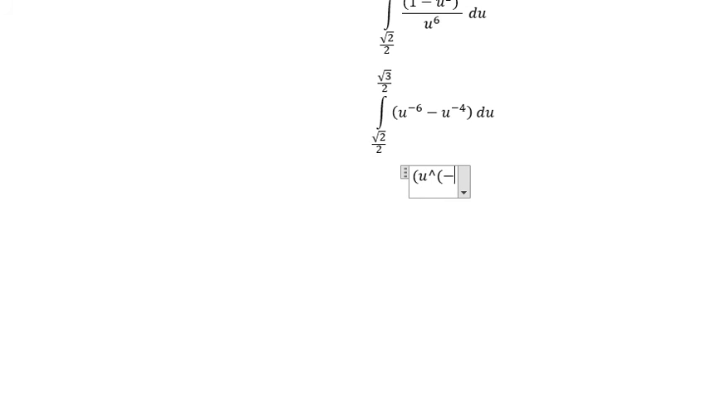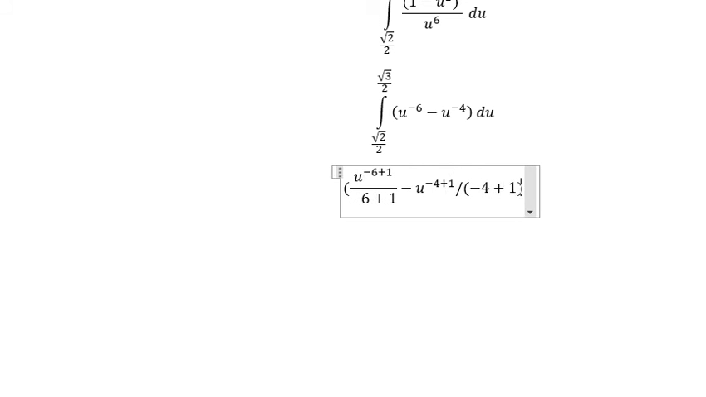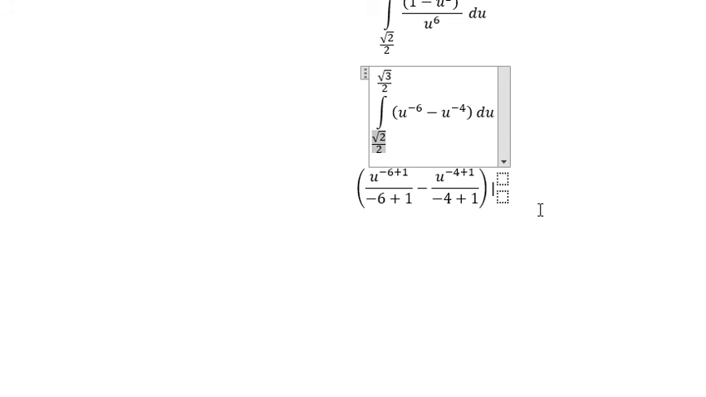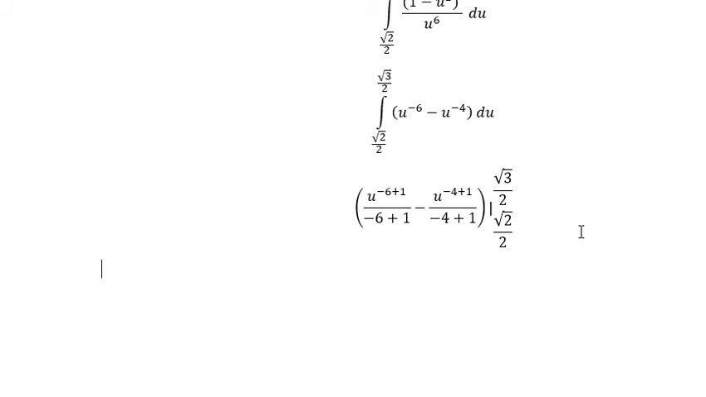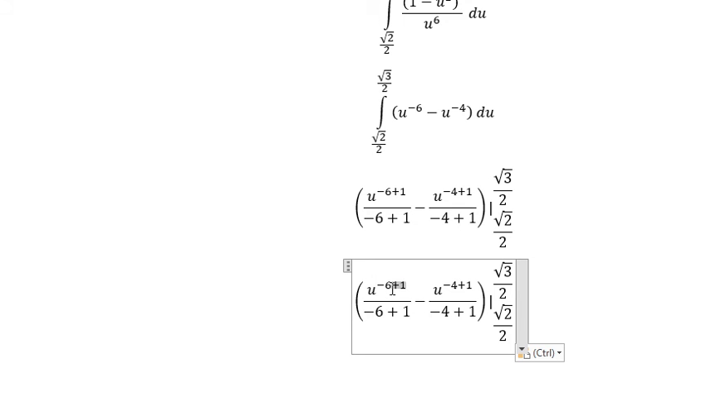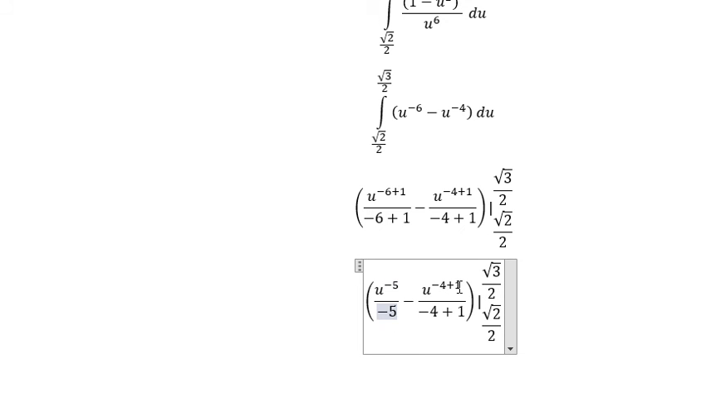That's about negative 6 plus 1 over negative 6 plus 1, minus u to the power of negative 4 plus 1 over negative 4 plus 1. And we put the bounds from the square root of 2 over 2 to the square root of 3 over 2. This one we have negative 5, negative 5. This one is about negative 3, negative 3.